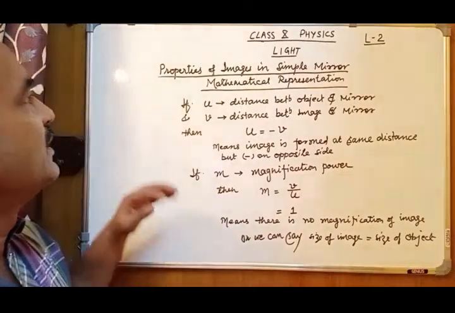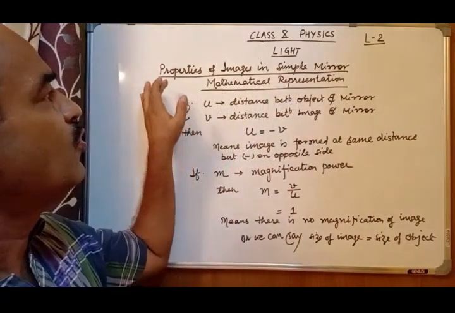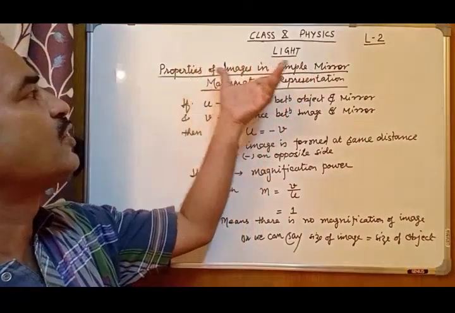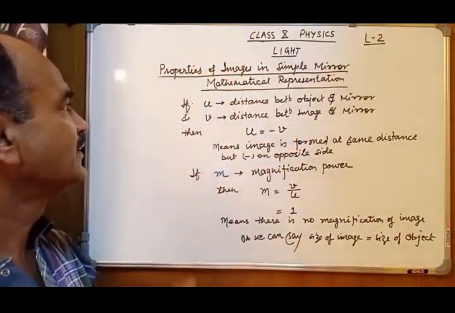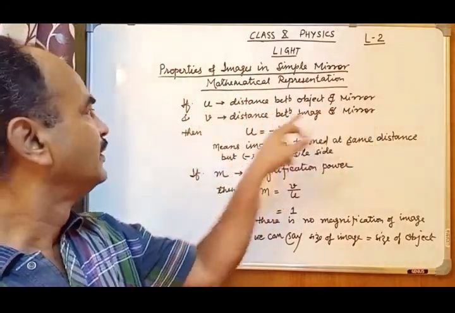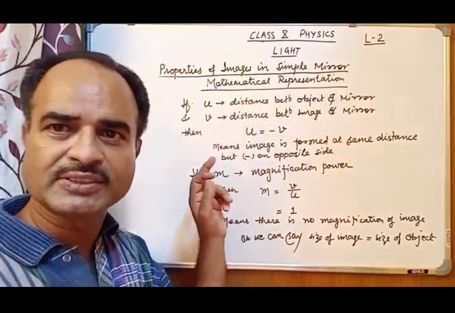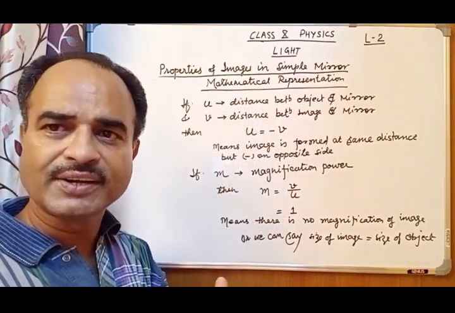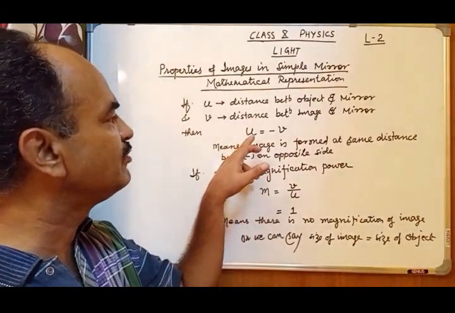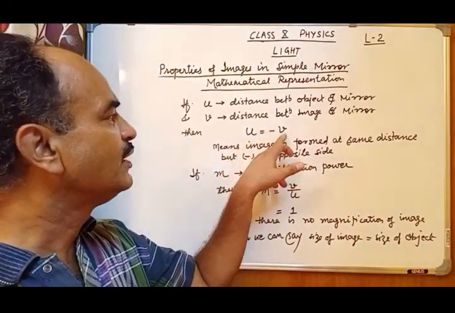That day we were discussing the properties of images in a simple mirror. Now today, how do we represent them mathematically? Let us assume that u is the distance between object and mirror and v is the distance between image and mirror. If u and v are the distances of object and image respectively from the mirror, then we will observe that u is always equal to v, but with a negative sign.